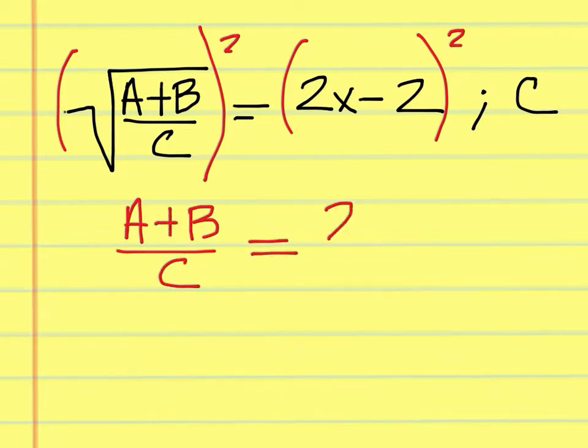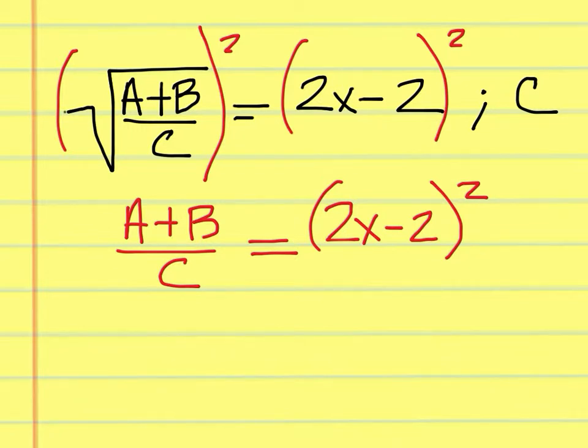On the right, you have the quantity squared of 2x minus 2. There is no need to multiply that out to come up with a trinomial of 4x squared, so on and so on. You can just leave it as a quantity squared. But now, to get the c closer to being by itself, we need to get it out of that denominator.